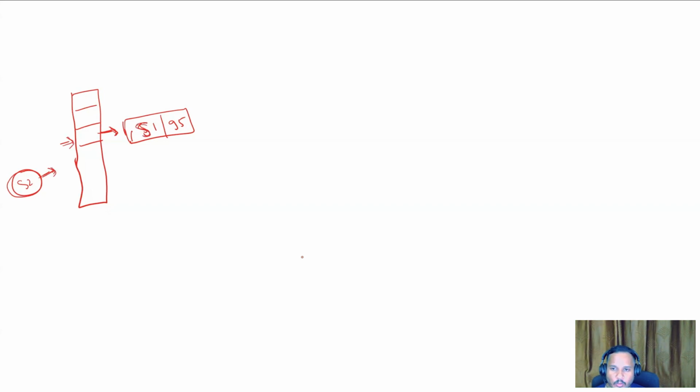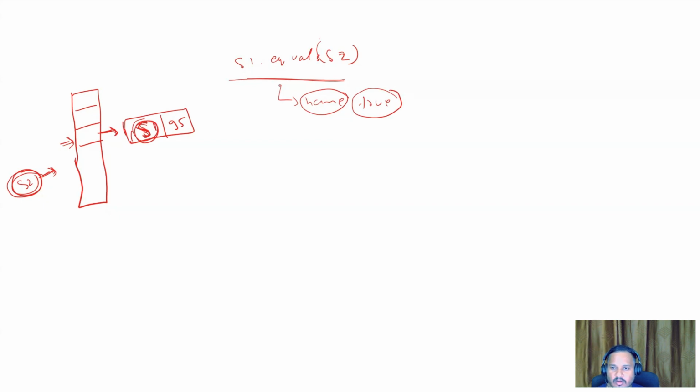Now it will compare S1 and S2 based on the equals method, S1.equals(S2). Since equals is based on name, it will return true. So this S2 will replace S1, meaning the key would remain, but its value would change to 100.